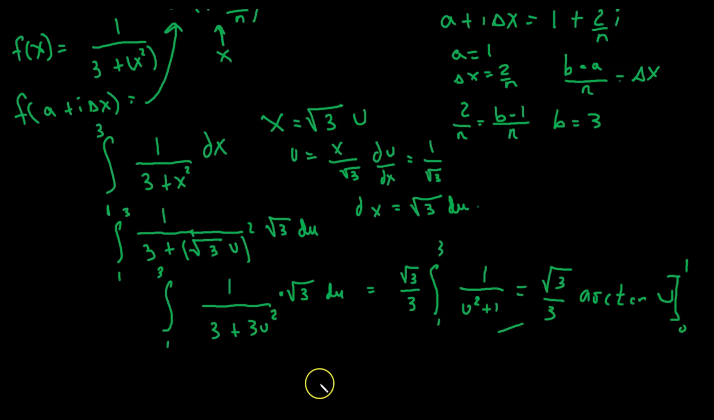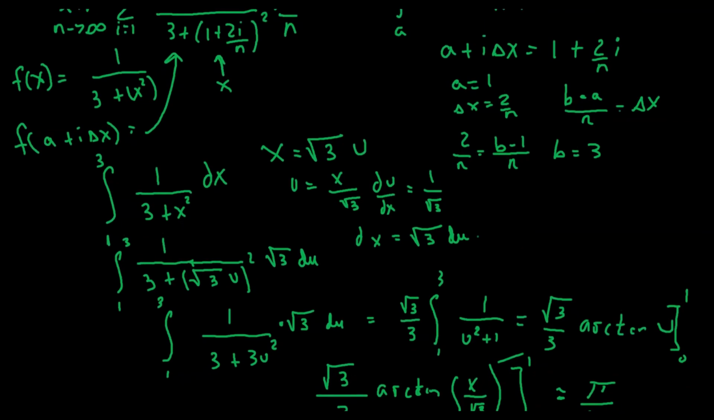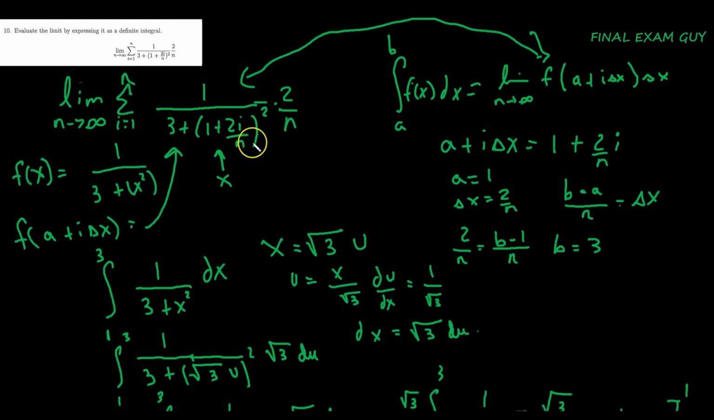So I can plug back in my u. We said u was x over root 3, so I get root 3 over 3 arctan of x over root 3, and evaluate it from 0 to 1. In evaluating that, we get pi over 6 root 3. So we have successfully changed a limit format to a definite integral.